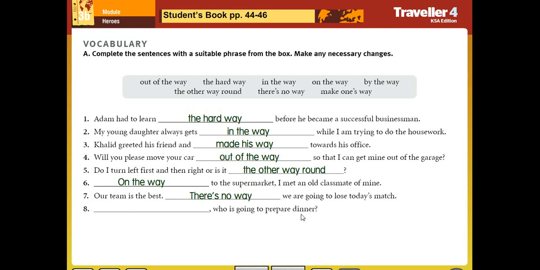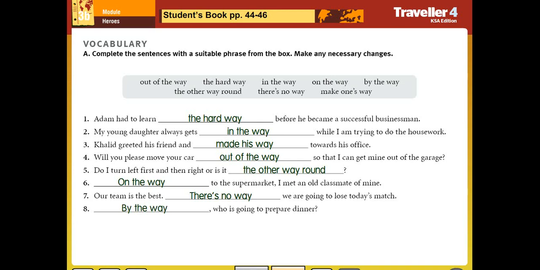Who's going to prepare dinner? Imagine that you were watching TV or talking about any subject, and then mother asked one of your sisters, who's going to prepare, by the way, who's going to prepare dinner?